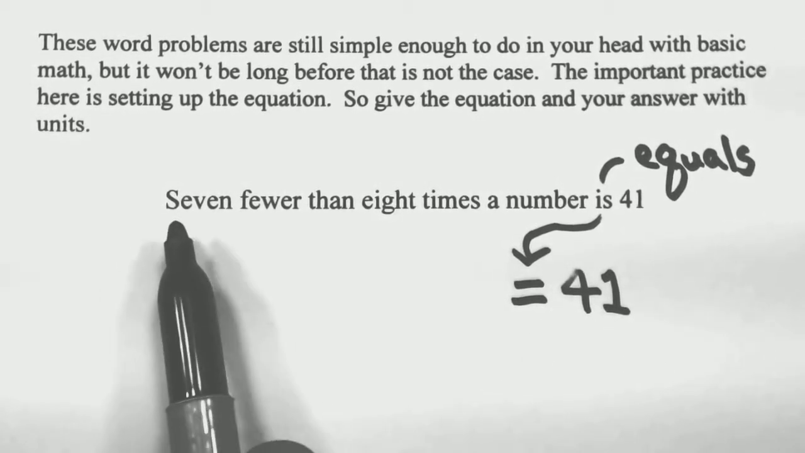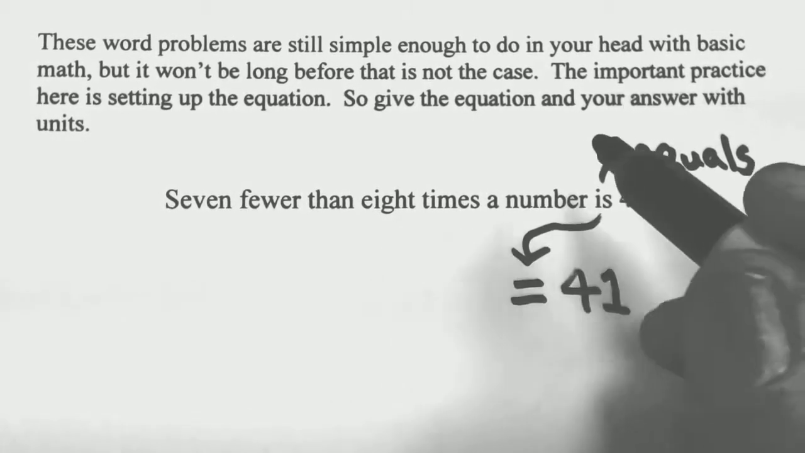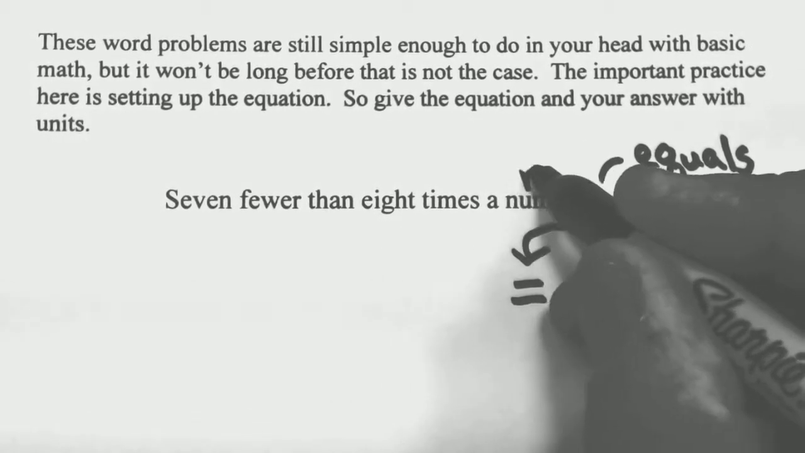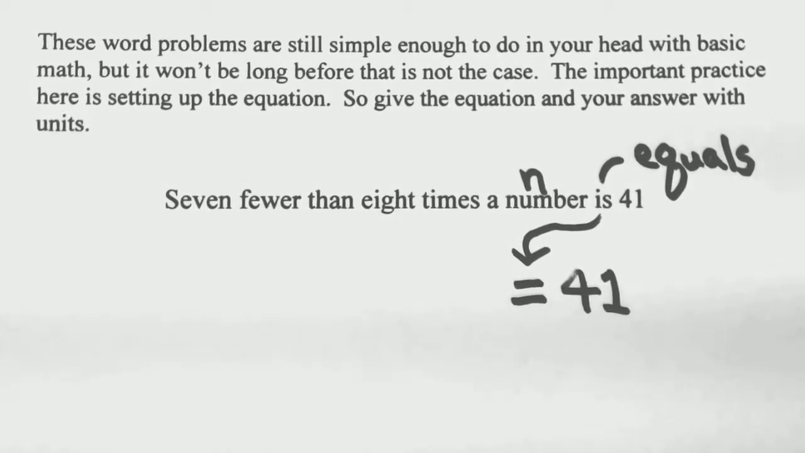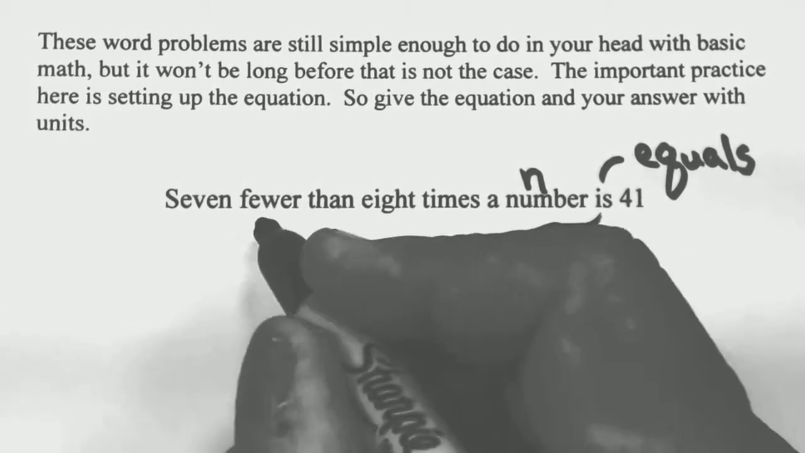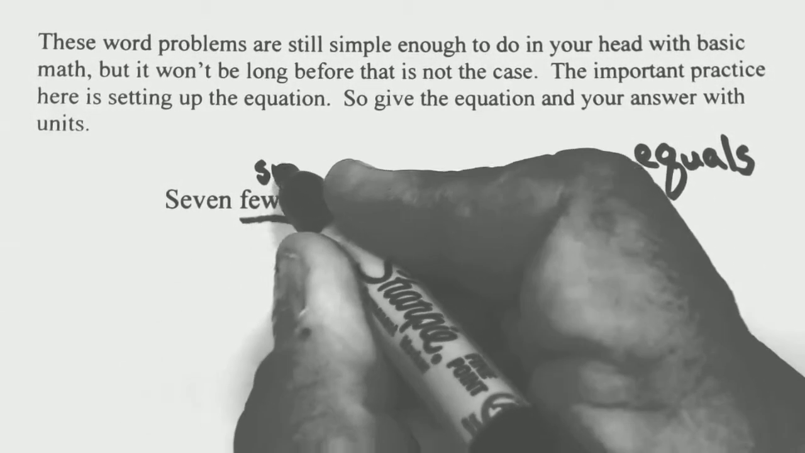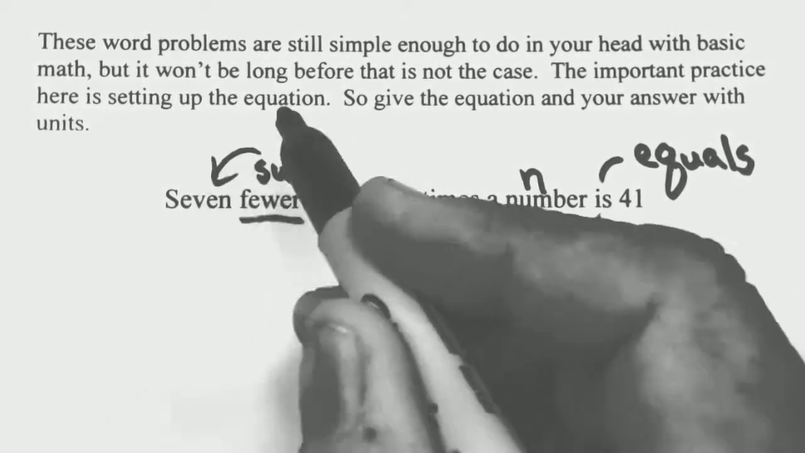Now, what's to the left side? 7 fewer than 8 times a number. Well, we want to figure out what the number is. Let's use variable n. You can use any variable you want, but n is a good one for number. 7 fewer means we are subtracting. But what is it that we are subtracting? We're subtracting the 7 here.